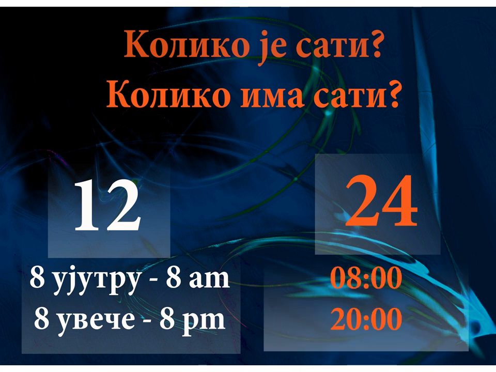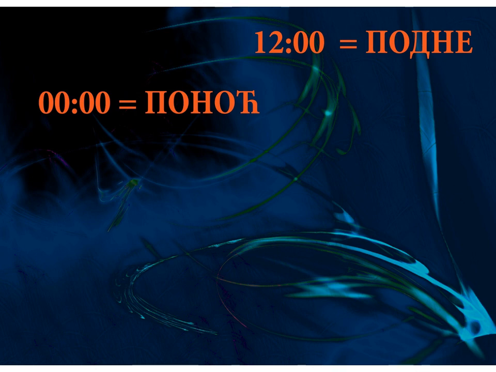In the 24-hour system, hours go from 1, 2, 3, 4, 5, and so on, till 24, or 00. So 8 a.m. is just 8, awesome, and 8 p.m. is actually 20 hours, 20. We say podne for noon, or 12 hours, and ponoć for midnight, or 00 hours.